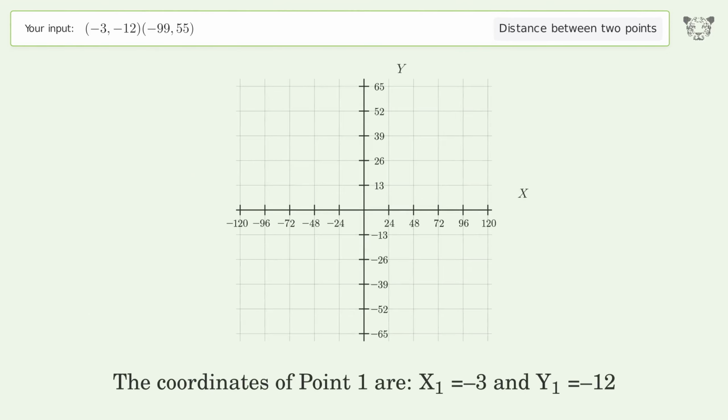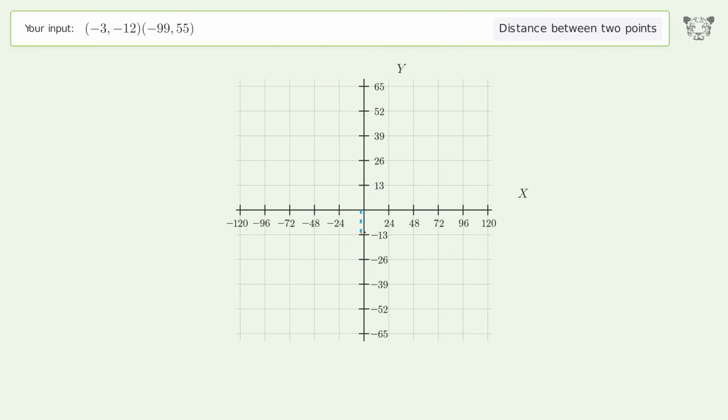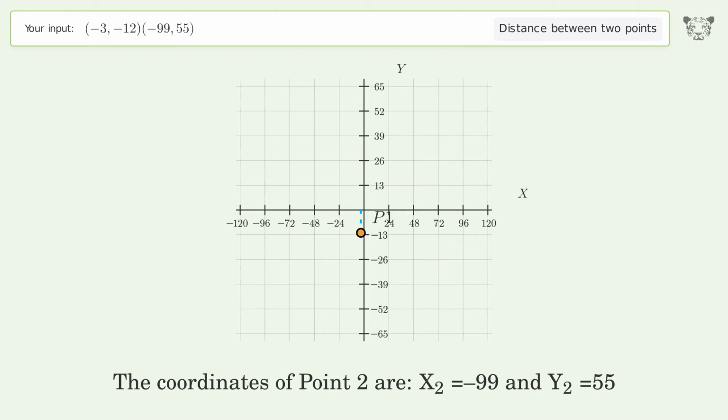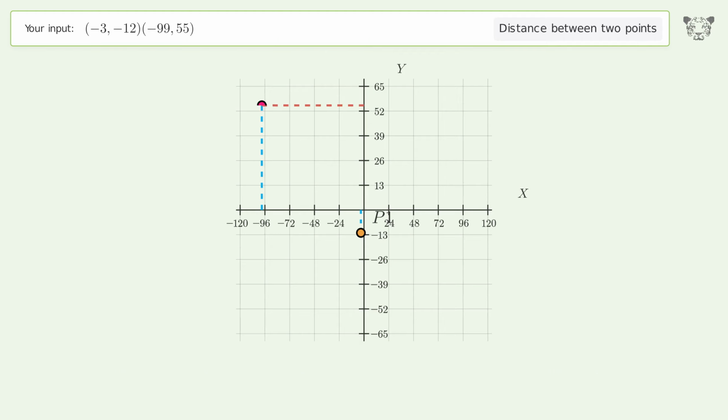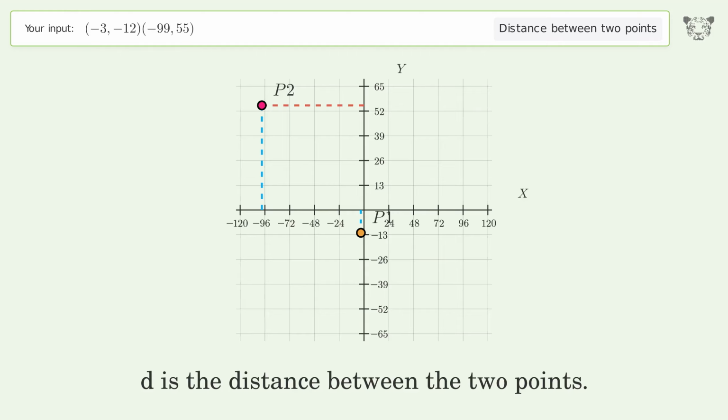The coordinates of point 1 are x1 equals -3 and y1 equals -12. The coordinates of point 2 are x2 equals -99 and y2 equals 55. D is the distance between the 2 points.